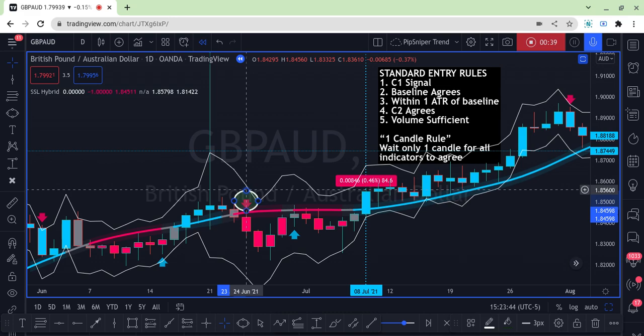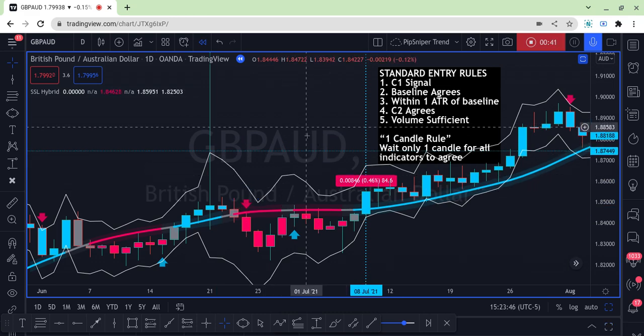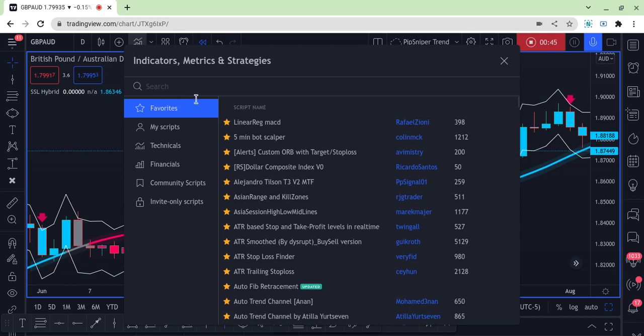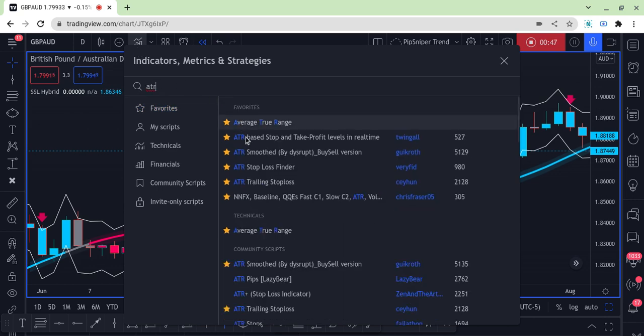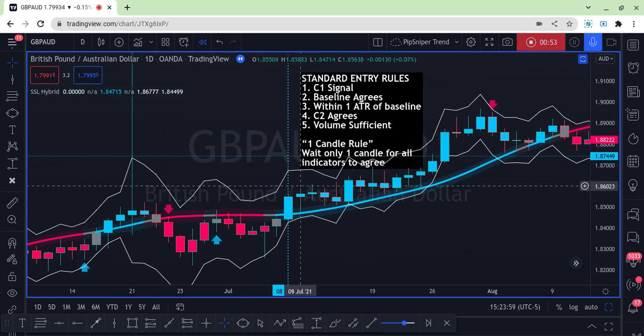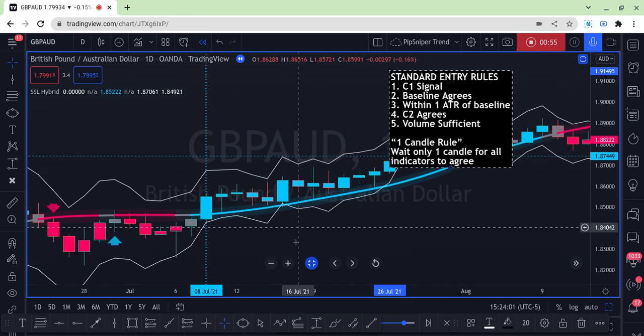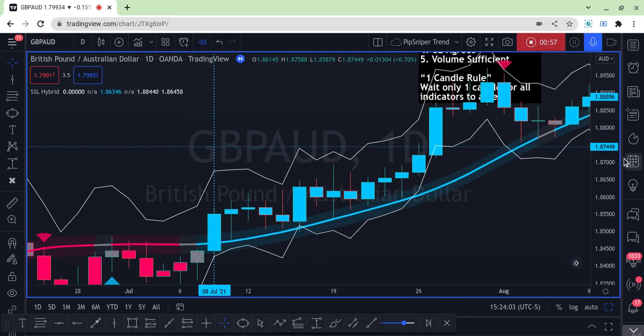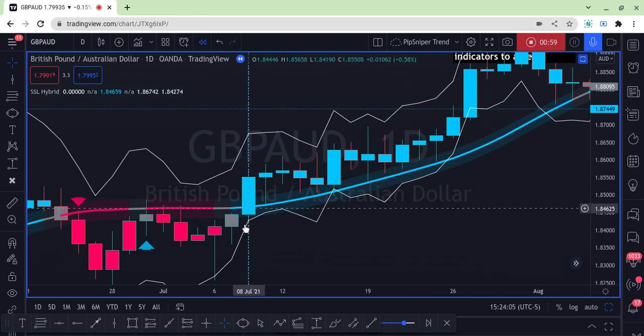So what do I mean? If you're able to put an ATR indicator on your chart, that would be great. You just go up here, type in ATR. When you go to the indicators and metrics, you click on that one time and it'll appear on your chart. So what it means is before you take the trade, you need to make sure that the candle is within 1 ATR, average true range, average of the last 14 bars. The range of that day needs to be within less than that 1 ATR.